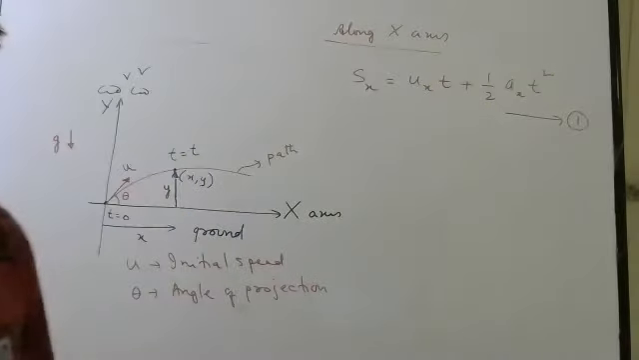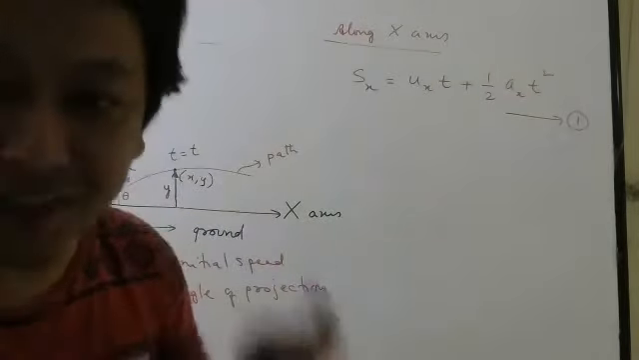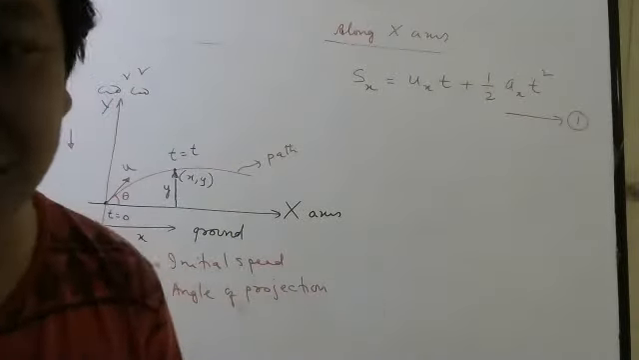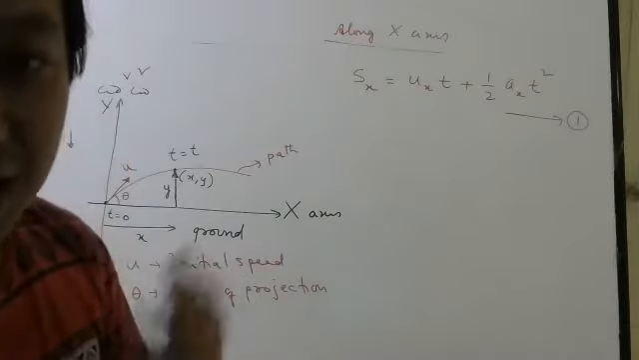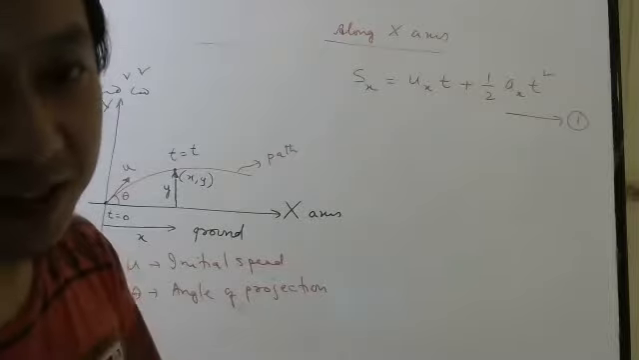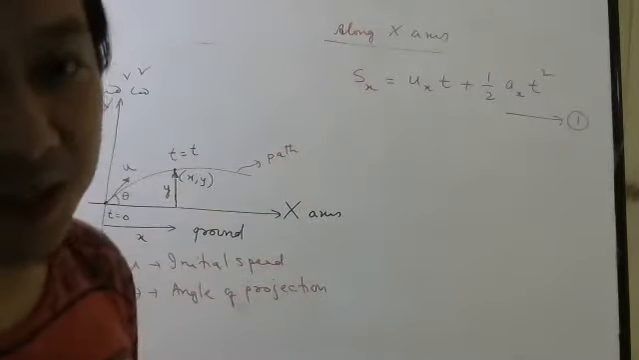Why can we use this formula? Because acceleration due to gravity is constant. Near the earth, it is constant. If you go very far, then it will change, which we have to study in the gravitation chapter. So near the earth, acceleration due to gravity is constant, so we can use this kinematic equation.